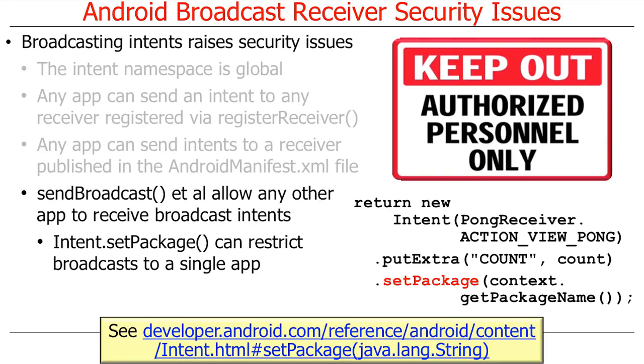One way to handle this is to use the setPackage method on an intent, which can be used to restrict broadcasts to a single app or to components within a single app. For example, our Pong receiver, which we looked at in the previous lesson, uses setPackage when it creates an intent for action view Pong so that it will only be resolvable by components that are part of this ping pong receiver app.